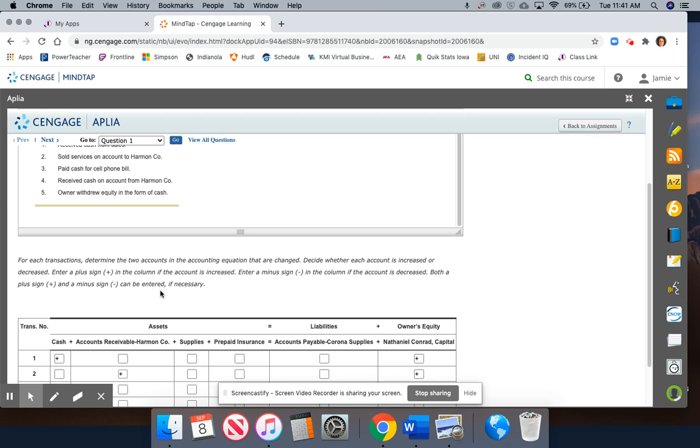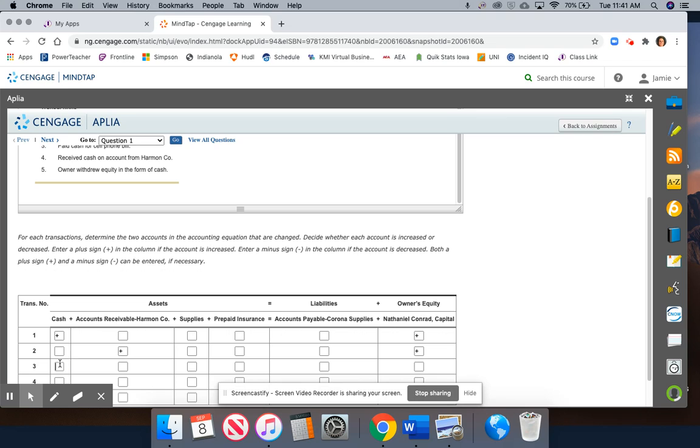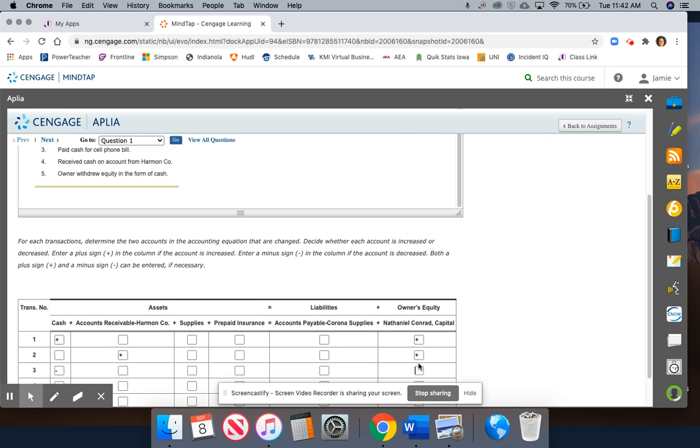Transaction number 3, we paid cash for cell phone bill. If we paid cash, just like if I swipe my debit card at the store, money comes out of my account. So I'm going to have a negative sign or a decrease to cash. And our cell phone bill, just like my monthly AT&T bill, that's an expense. It lowers my value, my personal net worth. Expenses lower the value of the company. So we have a decrease in cash and a decrease in owner's equity.